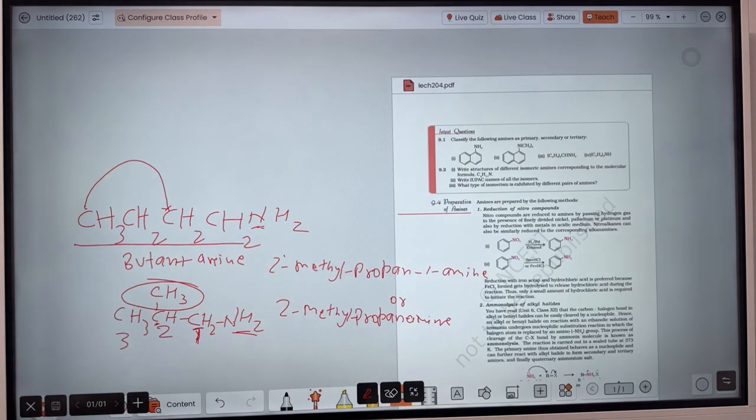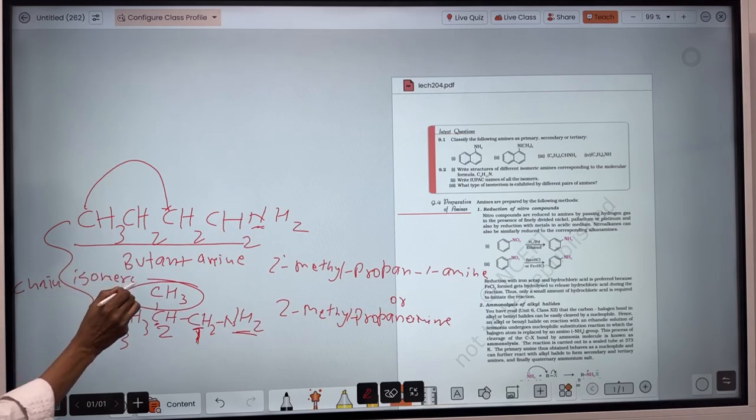So the second isomer is that. This one and this one, which type of isomer is it? This one and this one are chain isomers. These two are chain isomers.